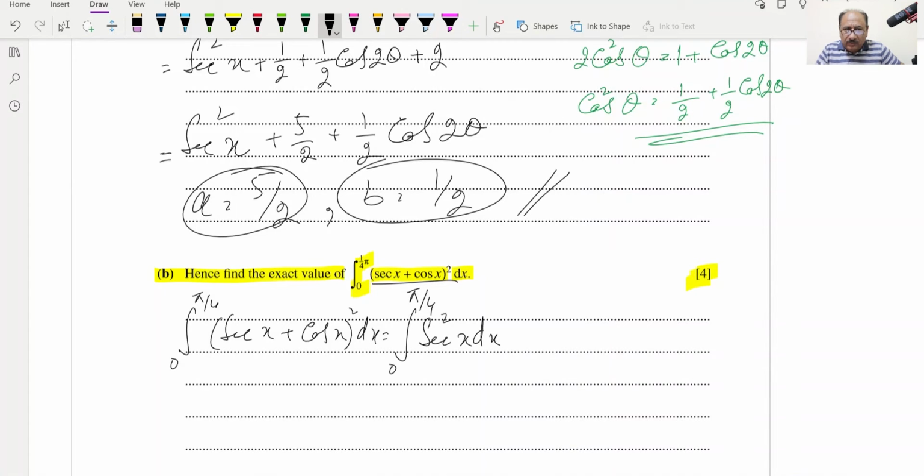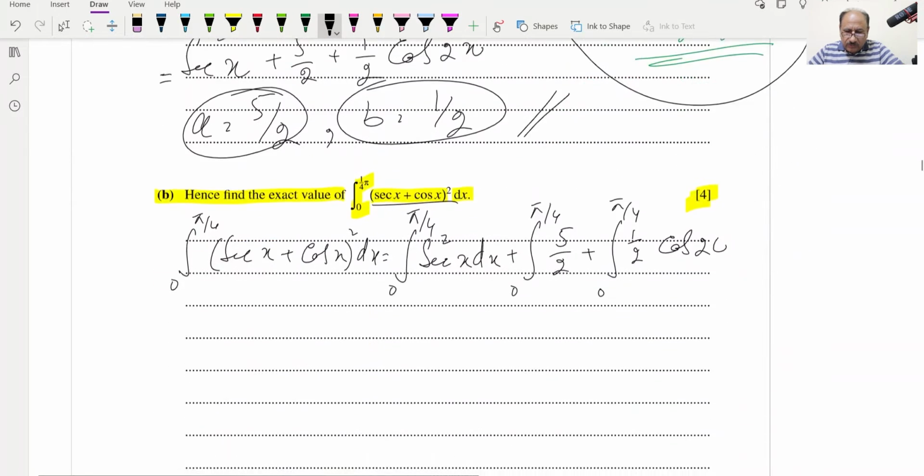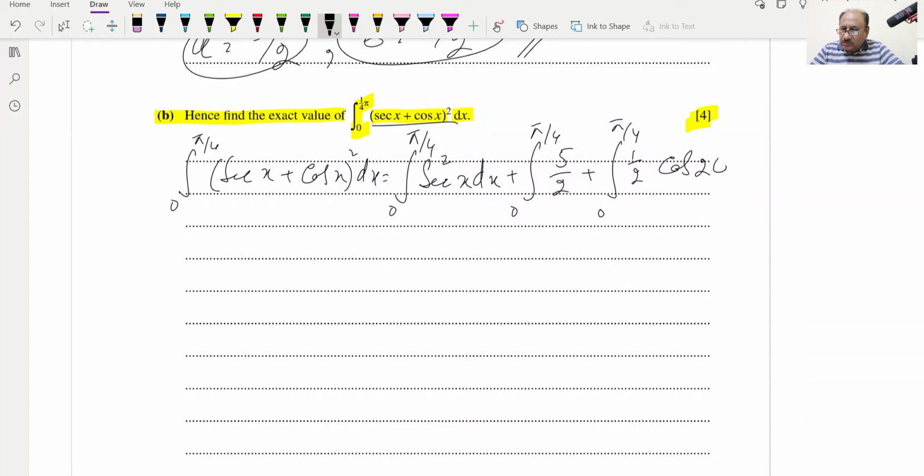x dx, then plus the integral from 0 to pi by 4 of 5 by 2, and then plus the integral from 0 to pi by 4 of 1 by 2 cos 2x. It should be x; basically we have written theta here, because we calculated this in terms of theta, and that's why we were confused. So this will be 1 by 2 cos 2x. Now everything is fine, and this is the part we can integrate. The integral of this will be what?